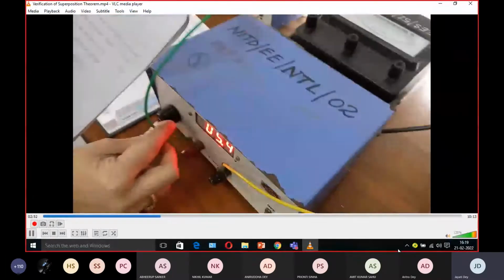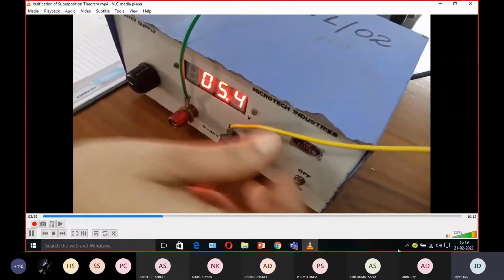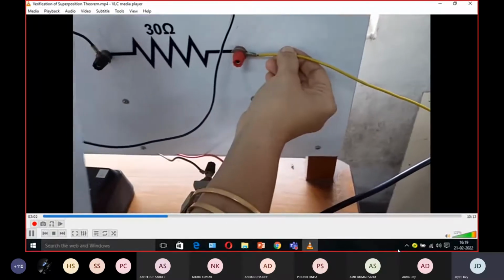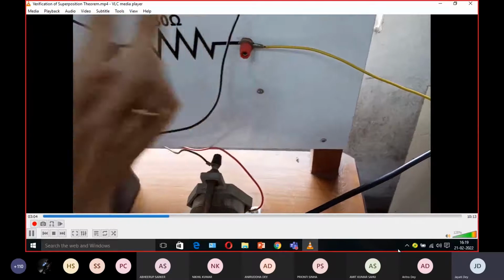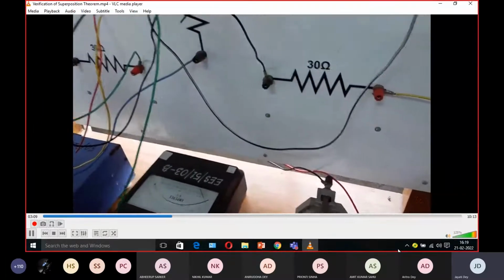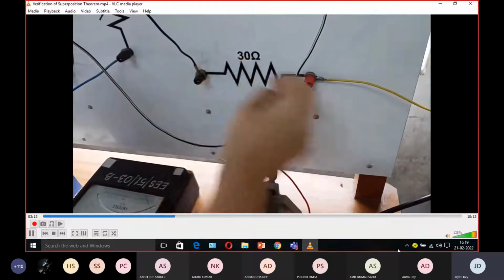So you can see over here, it is going to the source, and the other terminal of the source is connected here. So this point is next. Additionally, two resistances are kept here, 30 ohm and 30 ohm. No need to worry about it because the same current is flowing over here.